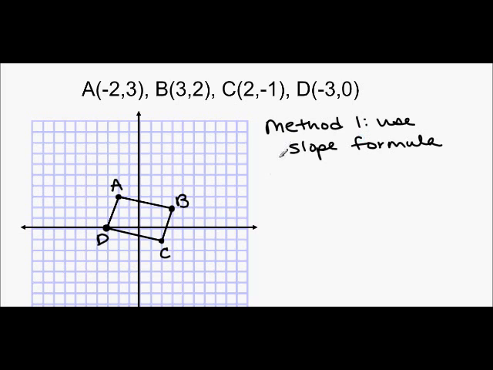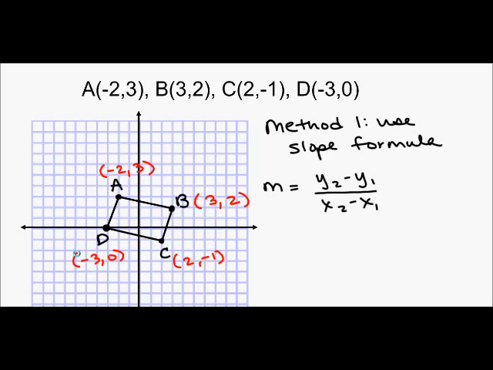Okay, and the slope formula, remember, is m equals y2 minus y1 divided by x2 minus x1. So I'm going to find the slope of each of the four sides here. Let me mark the vertices on the plane here. Okay. And I'm going to label x2s and x1s.